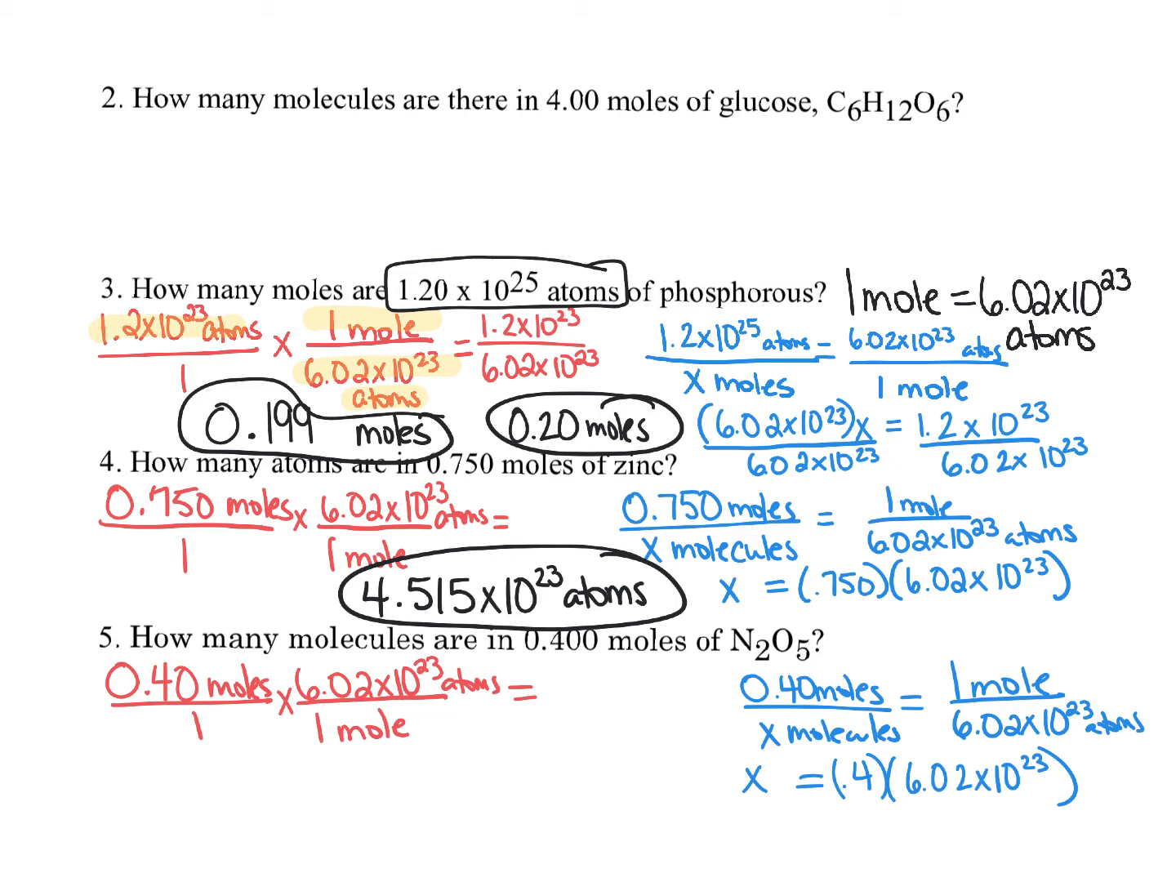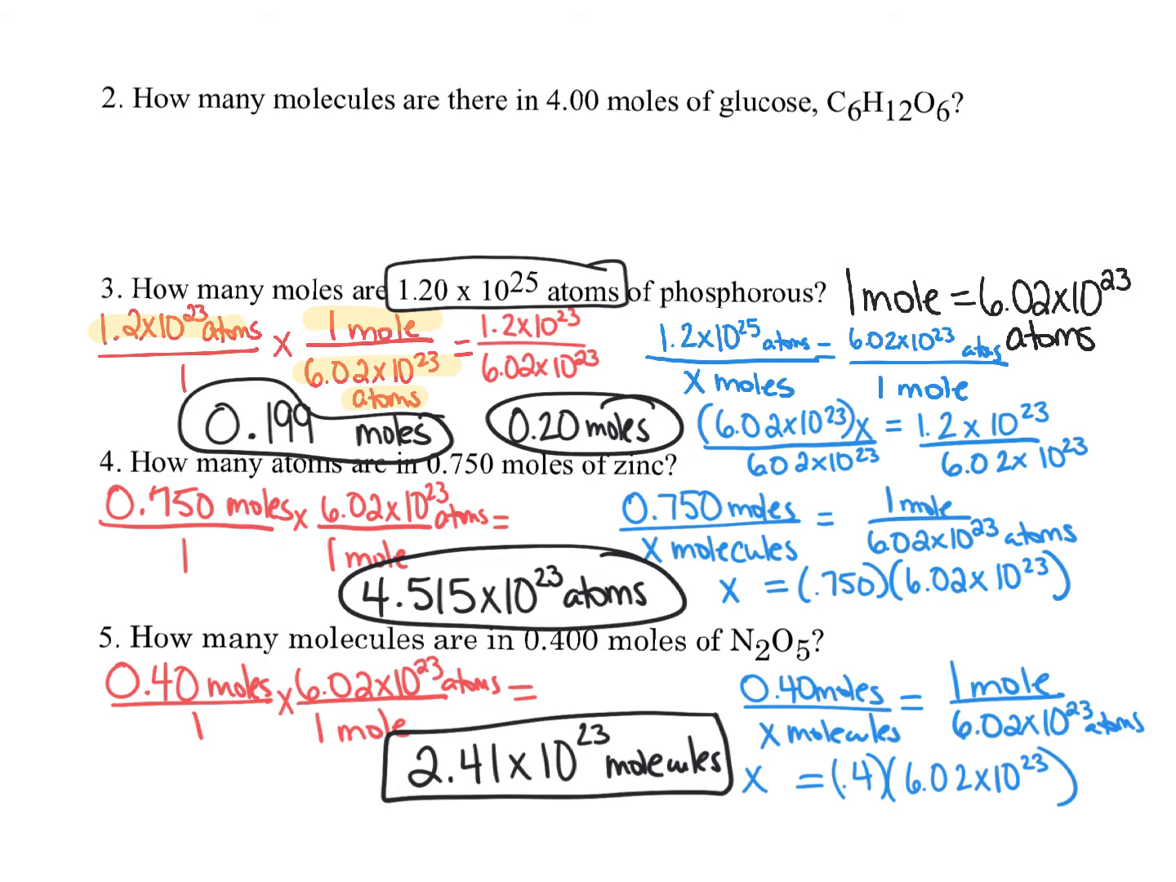On the last problem on this page, I have it set up. It's exactly the same setup as the previous problem, where you take your moles and multiply by 6.02 times 10 to the 23rd atoms. If you cross multiply in blue, you see that the work ends up the same, that X molecules is equal to 0.4 times 6.02 times 10 to the 23rd. And when you put that in your calculator, you get 2.41 times 10 to the 23rd.